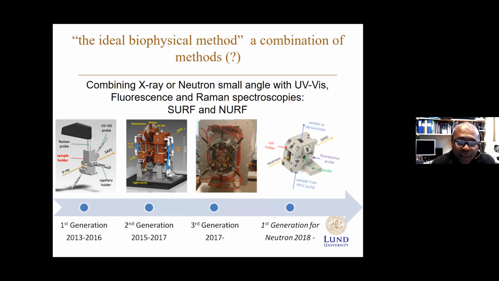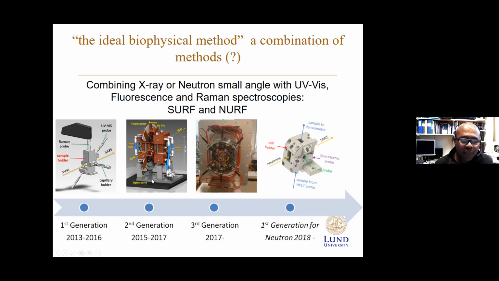So this is a timeline of what we've been doing. We started about 2012, 2013 at the Max 4 with Thomas Plivelich, and with some bits and pieces that I had in the lab, we were able to put together a sample environment where we had a capillary to do the X-rays, so the standard SAXS, and then on the sample holder, we could do the Raman spectroscopy and the UV.